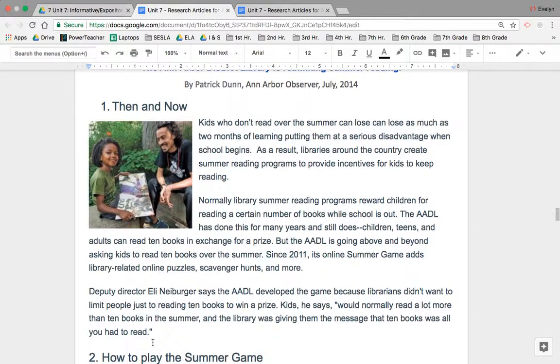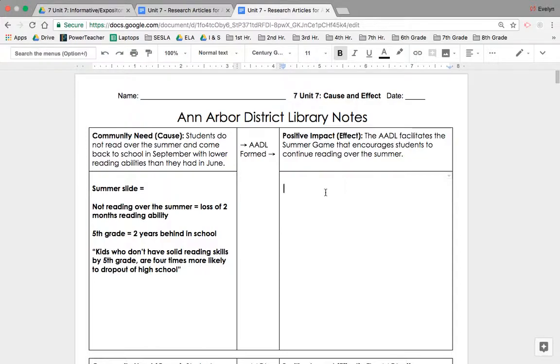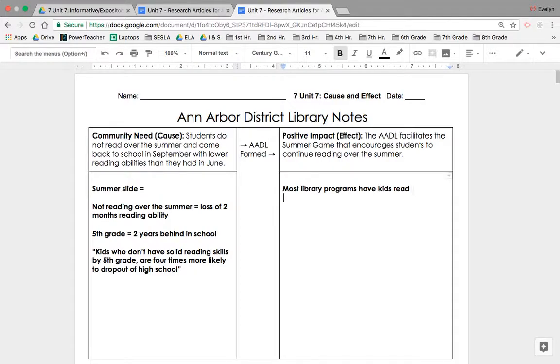You need to ask yourself, how is the Ann Arbor District Library helping to prevent summer slide? Well, it's a summer reading program that provides incentives. I'm also noticing that normally they ask kids to read 10 books when school is out. So here I might write something like, most library programs have kids read 10 books over the summer. AADL has the summer game. Kids read more than 10 books.